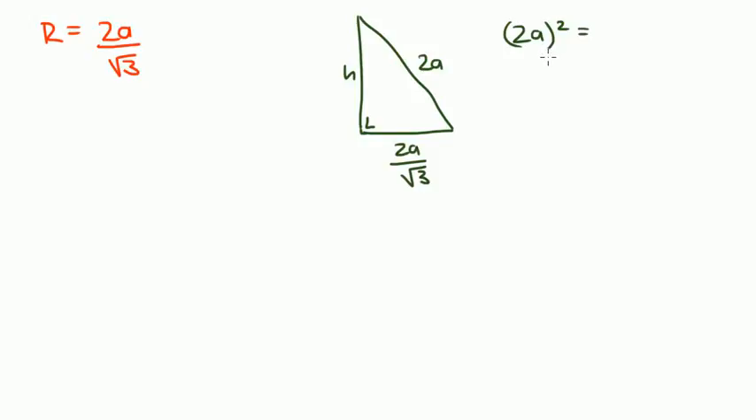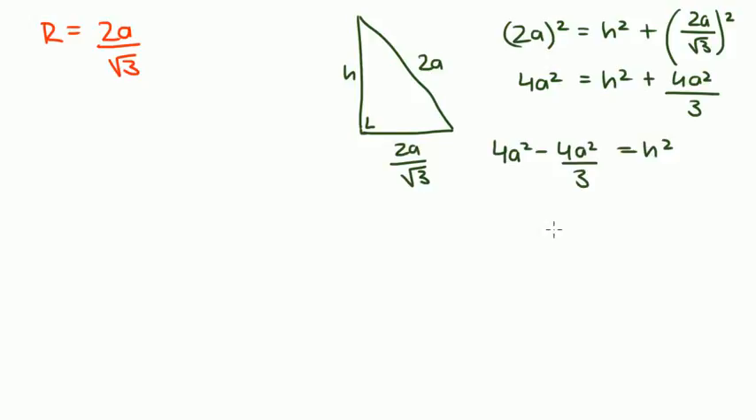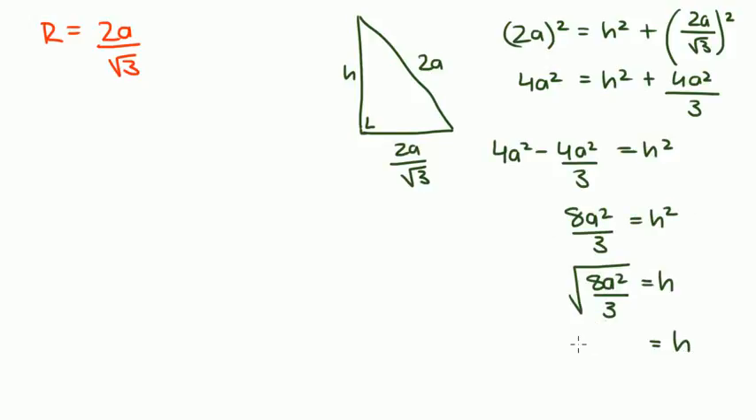Make sure that we use brackets so that we don't make the mistake of just writing 2a squared and forgetting that it should be 4a squared. So now we're simplifying and then expressing h in terms of a. So I've simplified h to be 2 times the square root of 2a squared all over the square root of 3. You could leave it as just the square root of 8a squared over 3. So we have something for r, we have something for h.